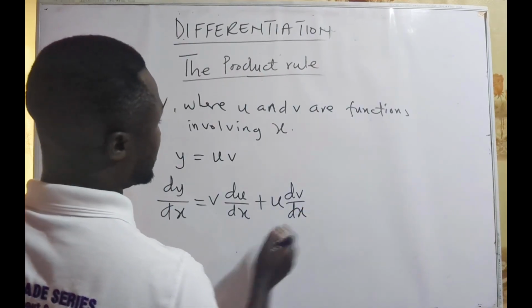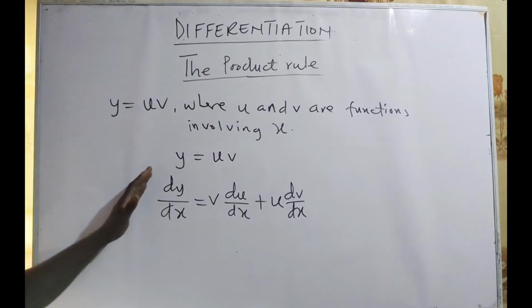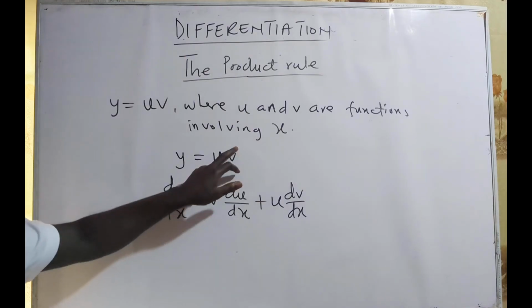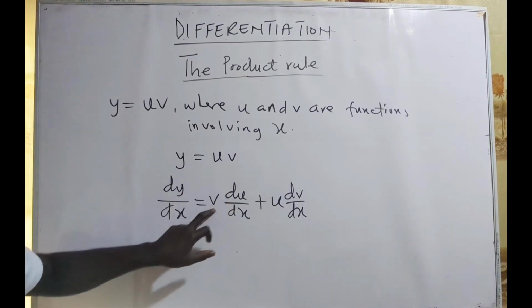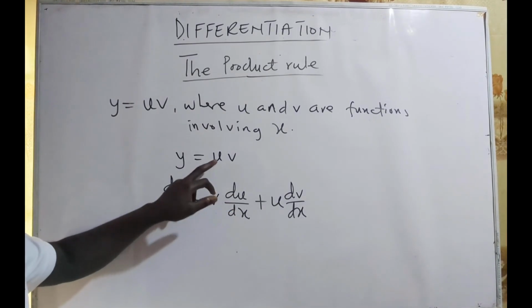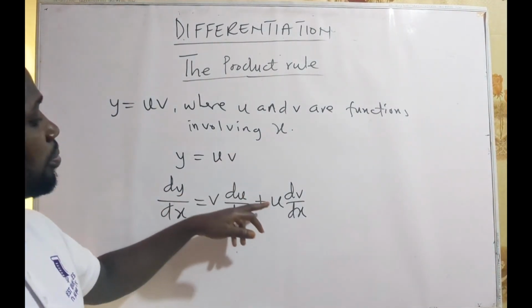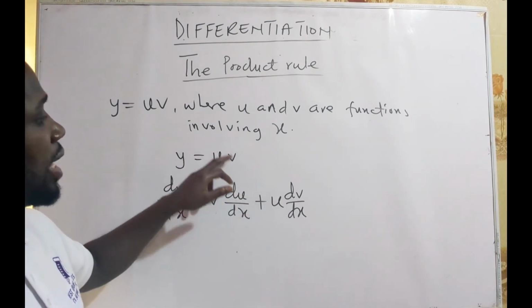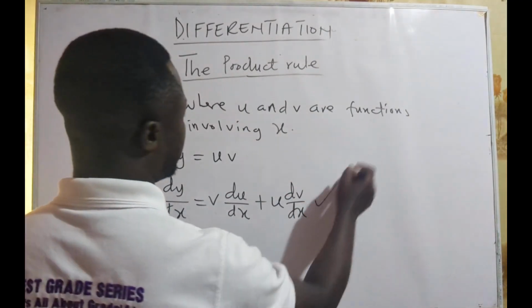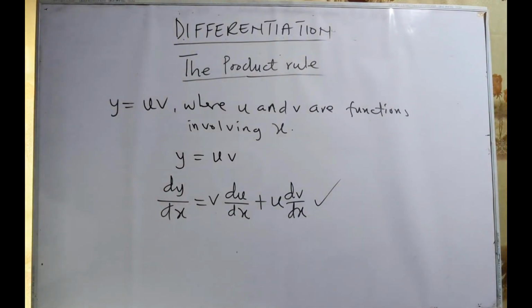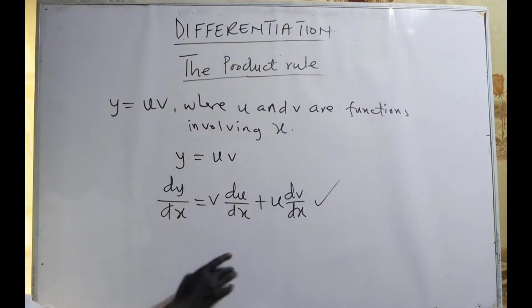So the product rule becomes dy on the x equal to: maintain v, differentiate u, so I'll say du over dx, plus I'll maintain u and differentiate the second function, which also involves x, dv over dx. So this is the formula for the product rule. Okay, I'm going to give an example and then we look at how it works.